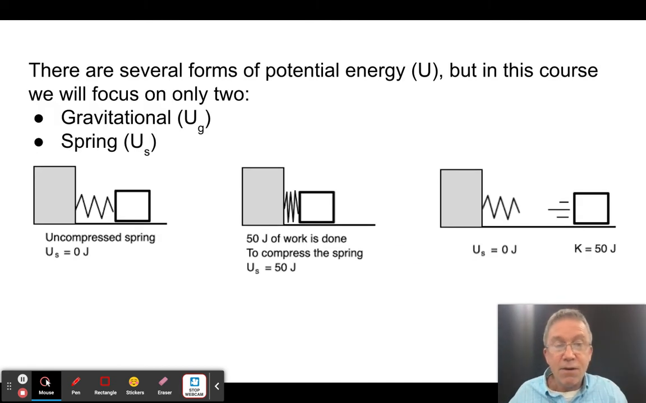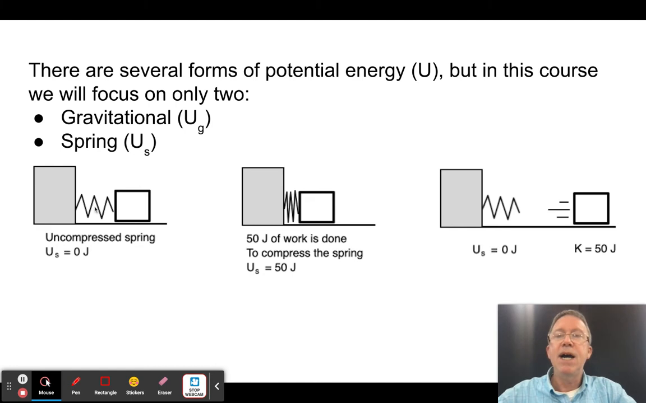Now, there are several forms of potential energy that we could concern ourselves with, but in AP Physics 1, we're only going to concern ourselves with two. We're going to worry about gravitational potential energy and spring potential energy. So spring potential energy we'll denote with U subscript S.